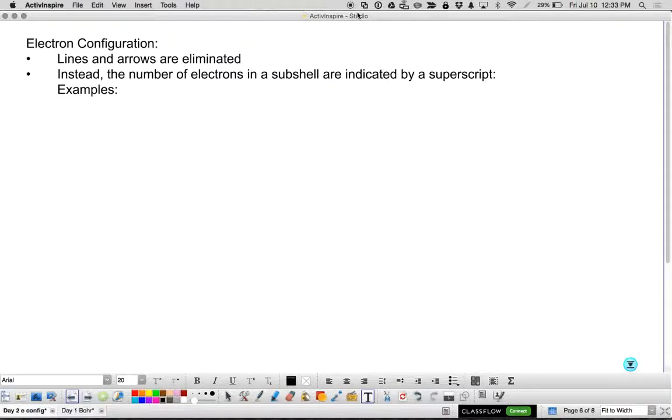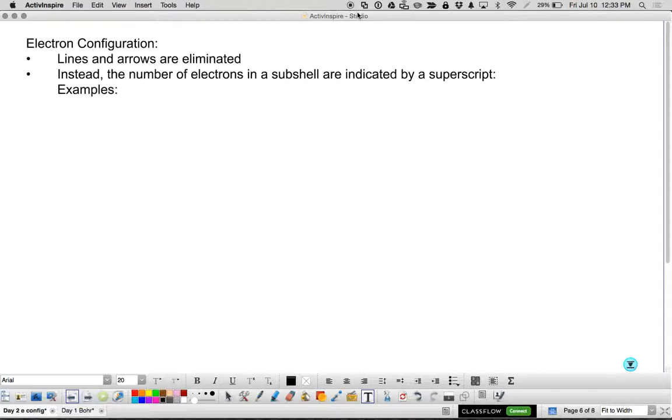The other way of describing the electrons around a nucleus is to use electron configuration. And this is probably the preferred method because it's faster. With orbital notation, you really do have to draw out each of the orbitals. So it's really good for understanding, but it's slow.